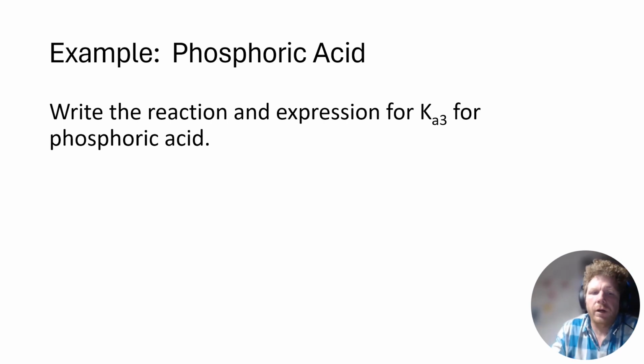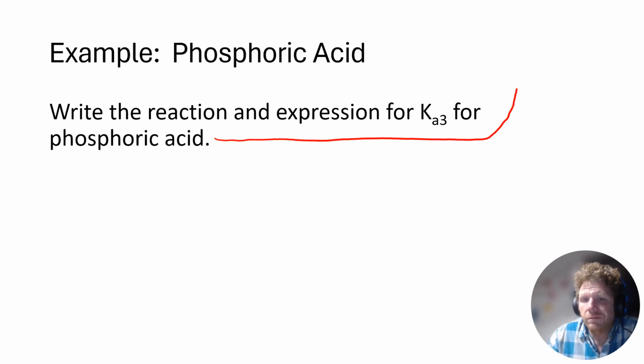So here, what we're asked for is write the reaction and expression for Ka sub 3 for phosphoric acid. For this, it's implied that you need to know that phosphoric acid is H3PO4. That is an acid that you absolutely need to know the formula for. Now, this is a polyprotic acid. Just to take a wild guess, how many protons do you think that it has? Well, it's got 3 hydrogens, and all 3 of them are protons. So this is a triprotic acid.